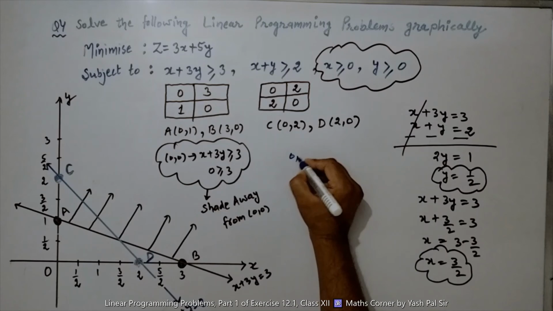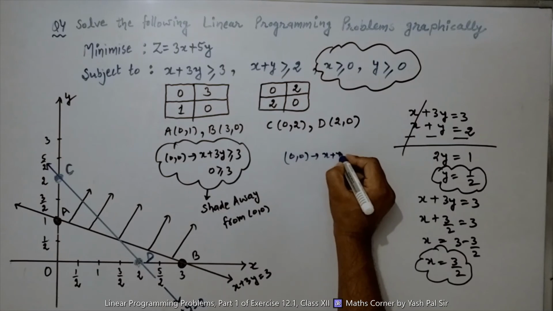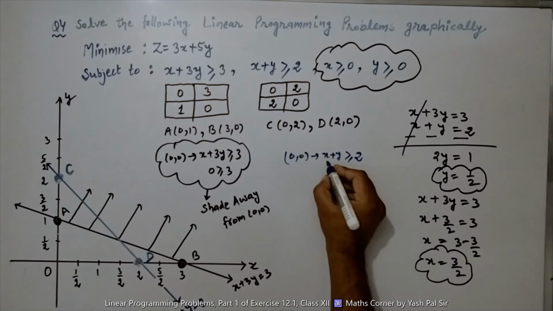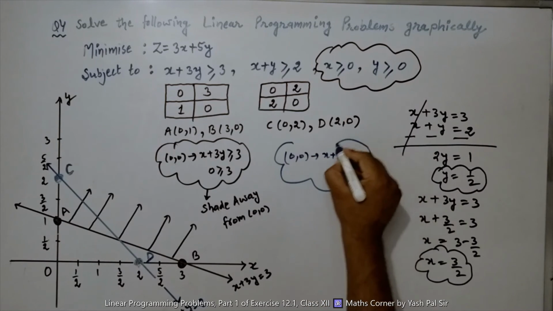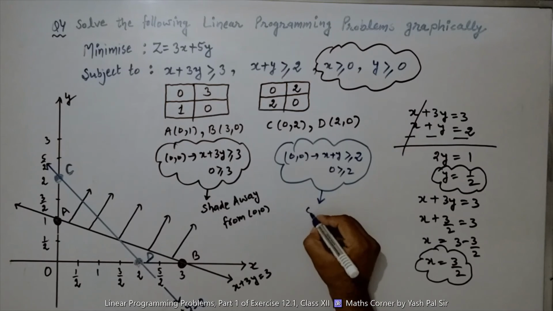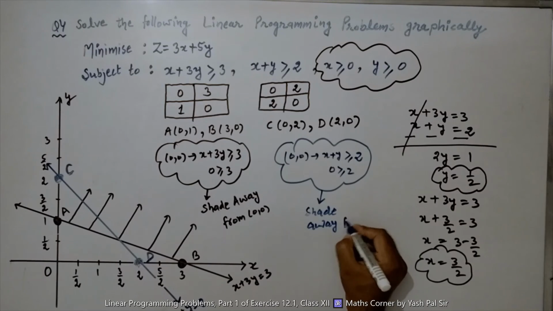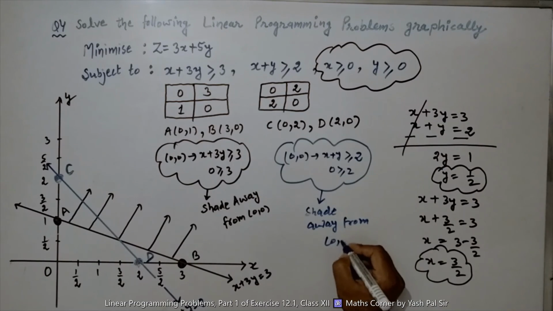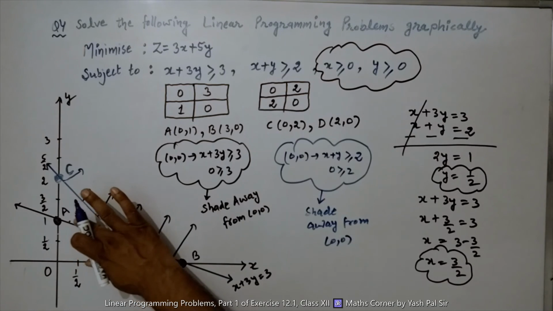Now we take 0, 0 point of this inequality, x plus y greater than or equal to 2. So this becomes 0 is greater than or equal to 2. What is the conclusion? 0 is not greater than 2. 0 is not equal to 2. So this is false. So, shade away from 0, 0, right? So away from 0, 0 means this side.